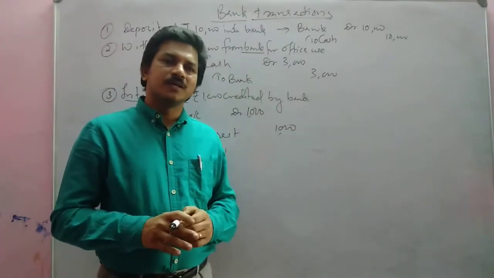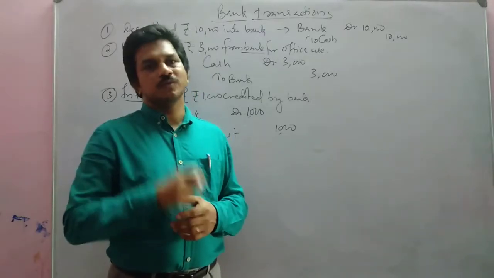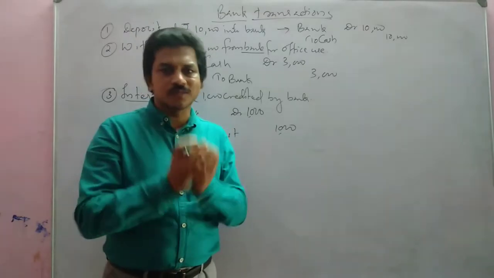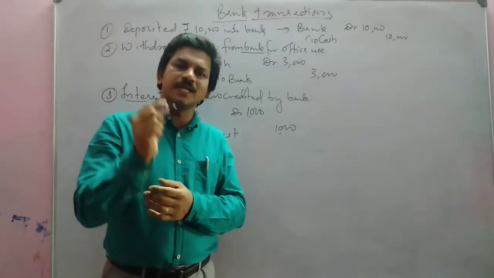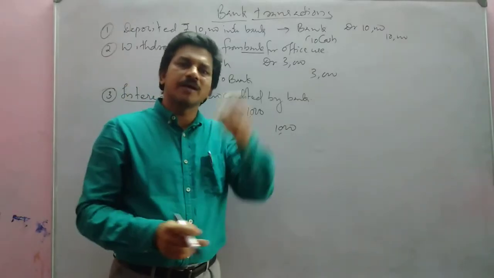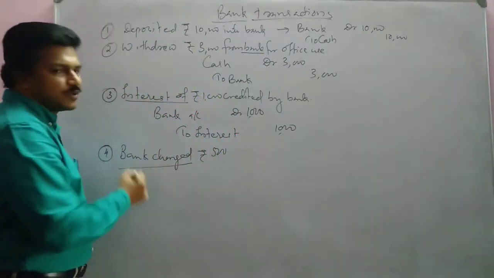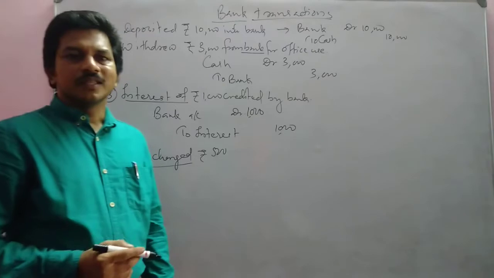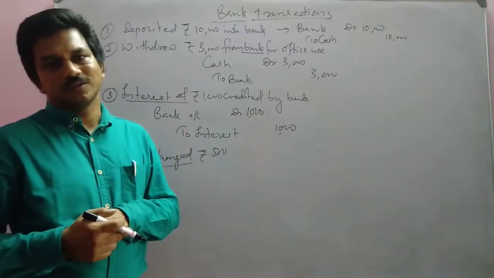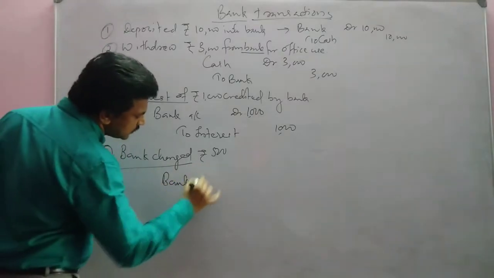For example, if you tell your banker to do some agency work for you, suppose depositing rent or something, the bank will collect some money. Or if you send any money order or demand draft to somebody, for doing that work the bank collects some money. That is called the bank charges. This bank charges is an expense to us. Bank charges is an expense, and that will be taken from our bank account. So since it is an expense, we can debit it.